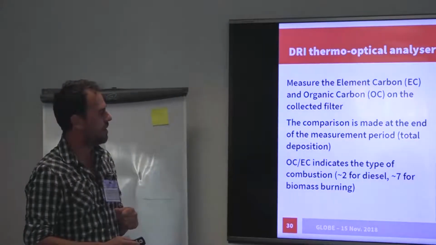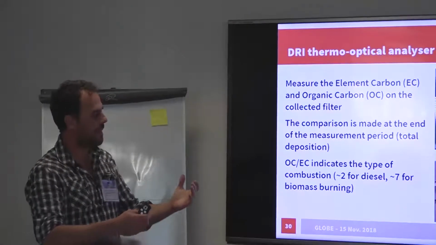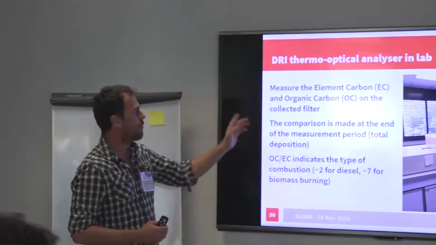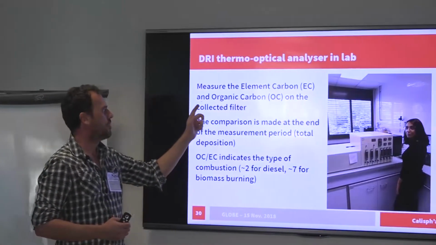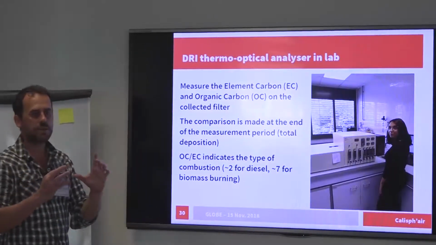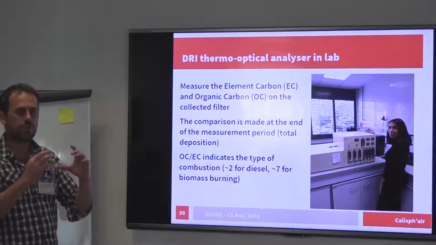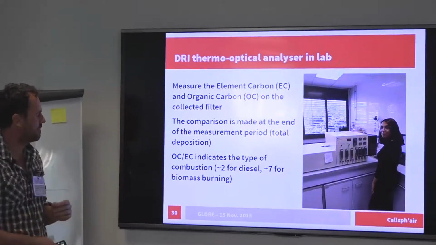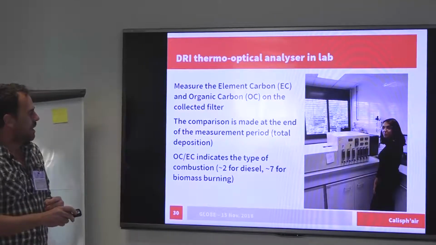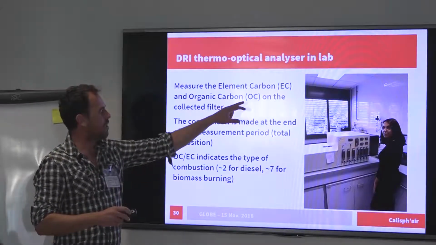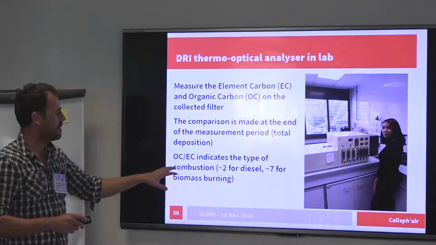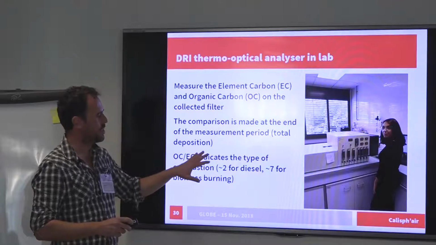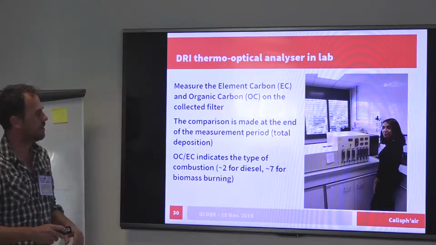They gave us all their filters, and we analyze them in the lab with this big machine for the fraction of elemental carbon and the fraction of organic carbon. With this small instrument, you only have the fraction of black carbon. You don't know exactly the apportionment between what is black and what is organic. However, this ratio between organic and elemental carbon is a very good indicator of what kind of combustion originally emitted the aerosols.